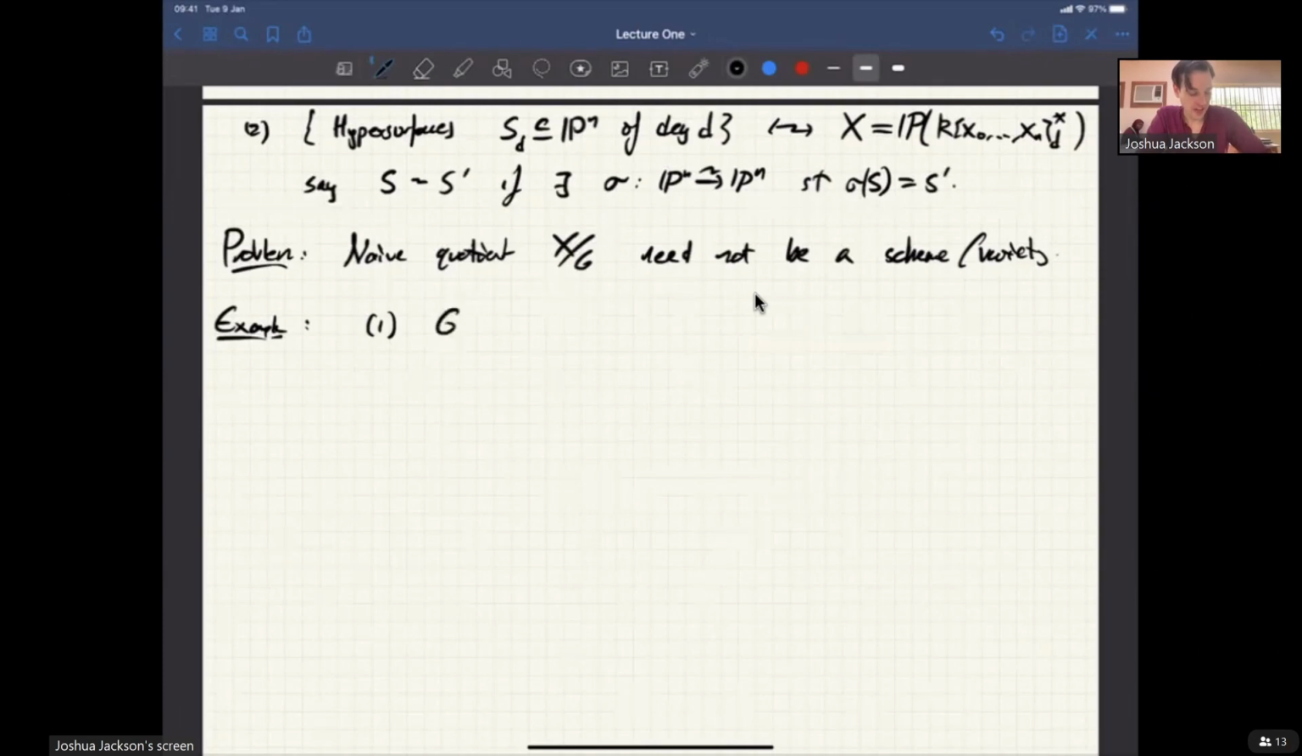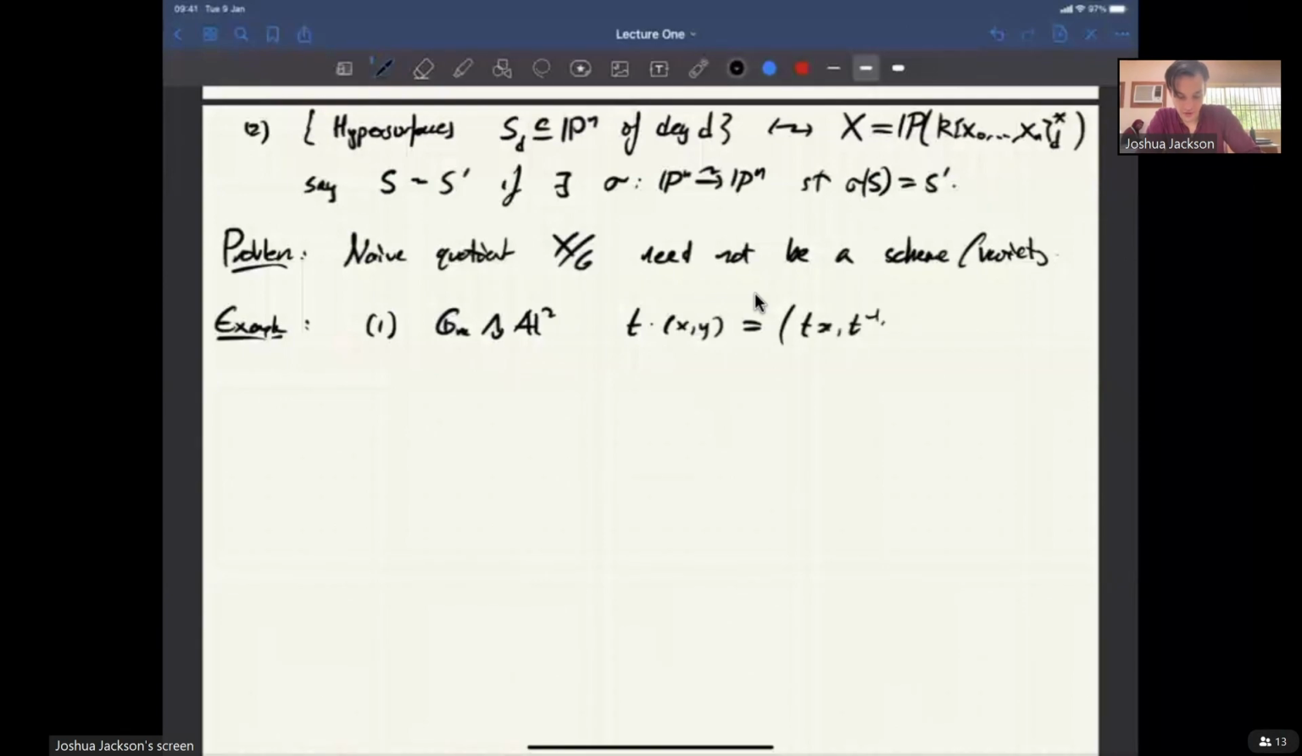So the standard example that people like to use to illustrate this is, if you think about G_m, the multiplicative group of whatever field you're talking about, acting on affine 2-space via t on (x, y) being, let's say, (tx, t^{-1}y). Then, okay, so what do orbits for this action look like? Well, there's sort of 4 different kinds of orbits, really.